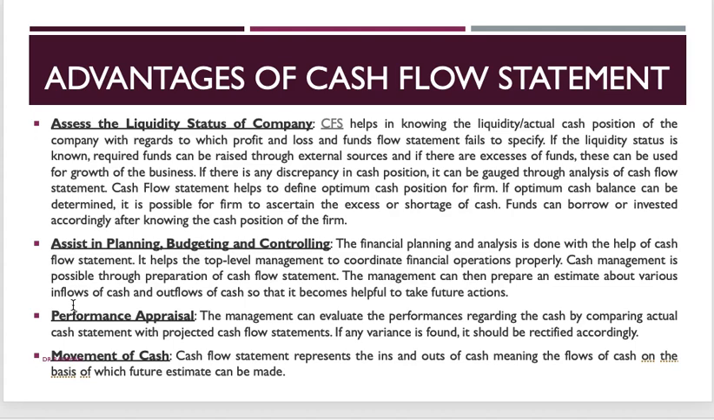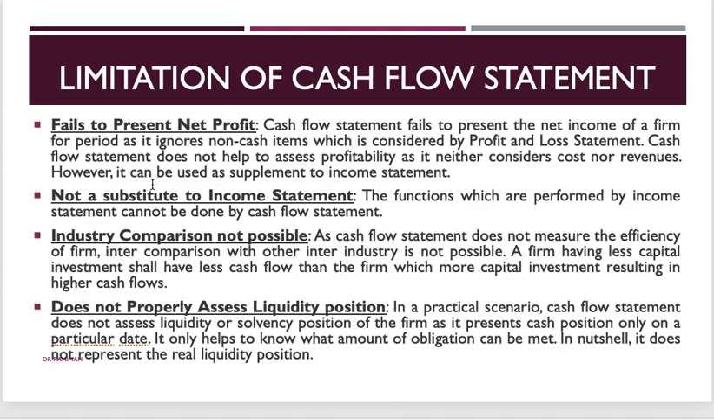And then in terms of movement of cash, it represents how much money goes into the company and goes out of the company, in order to fulfill the commitment under each of the three categories under the cash flow statement. So this is the limitation of a cash flow statement.